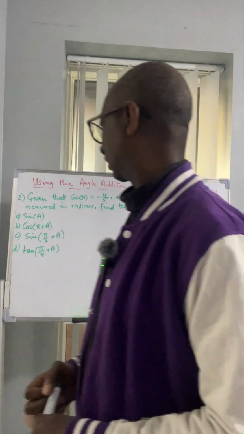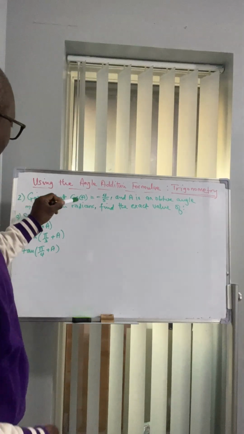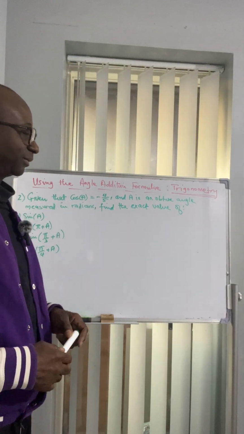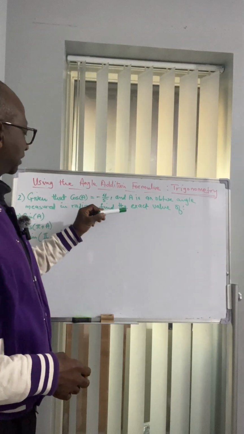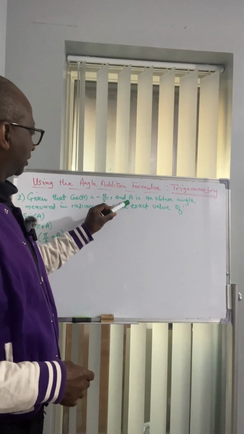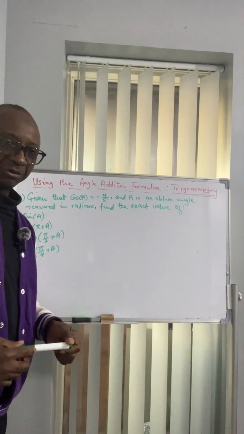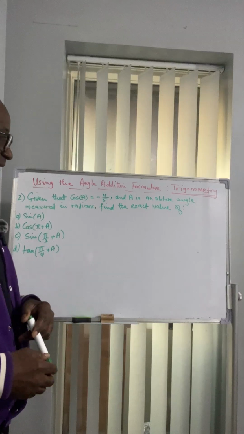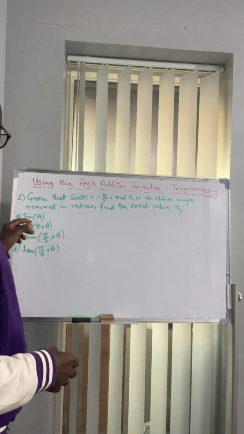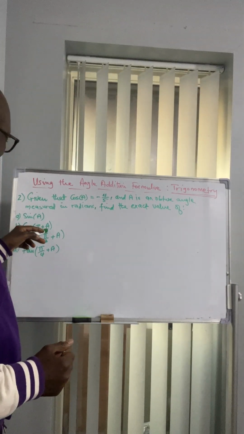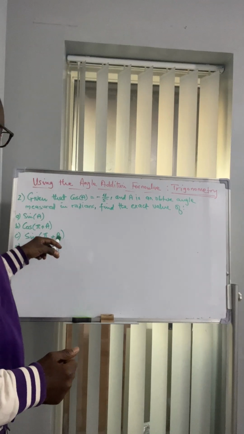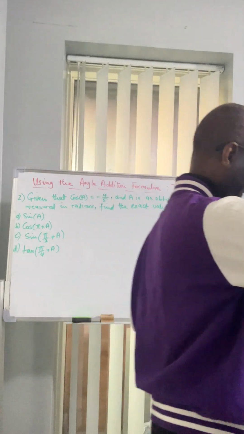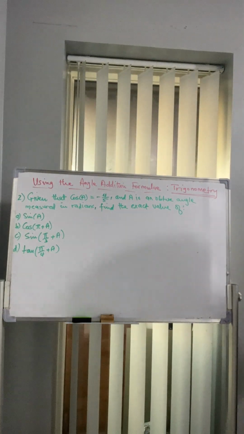We are given that the cosine of A is minus 4 divided by 5, and that A is an obtuse angle measured in radians. Find the exact value of sine of A, cos of pi plus A, sine of pi divided by 3 plus A, tan of pi divided by 4 plus A. So let's move straight into the problem.